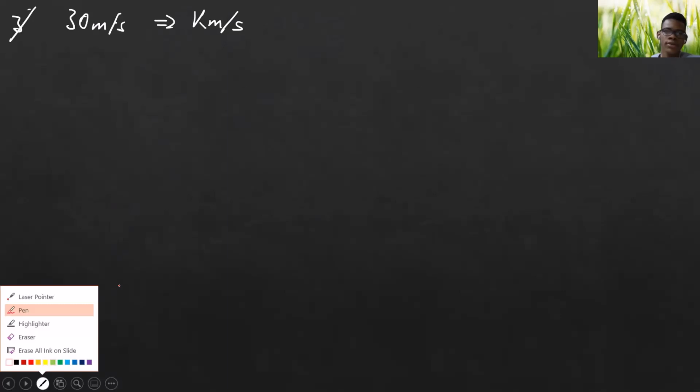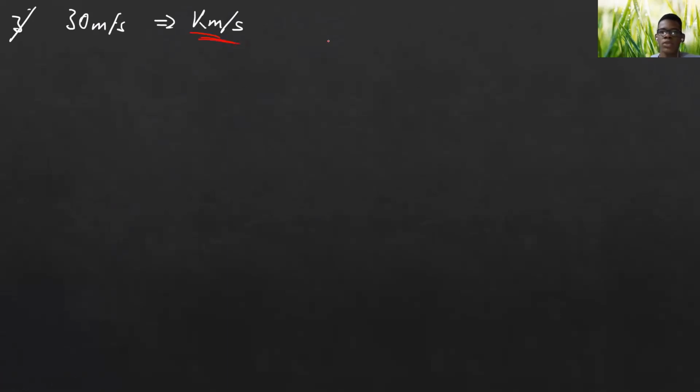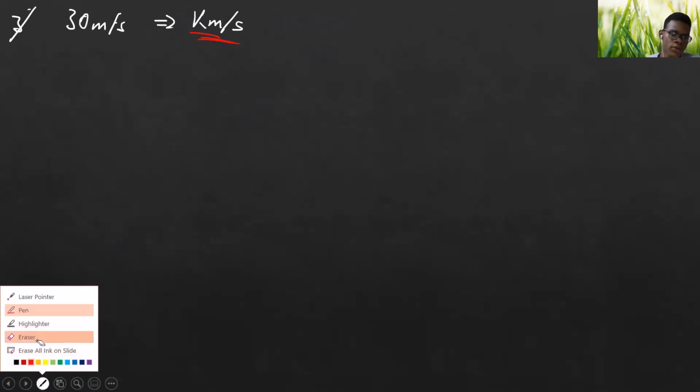Good. The last two, this is question 3, wants us to convert 30 meters per second to kilometers per second. Right, and I said you won't usually see these units, kilometers per second. It's usually meters per second and kilometers per hour, usually, right? You won't usually see these. One reason why you won't usually see it is because of the conversions, right?